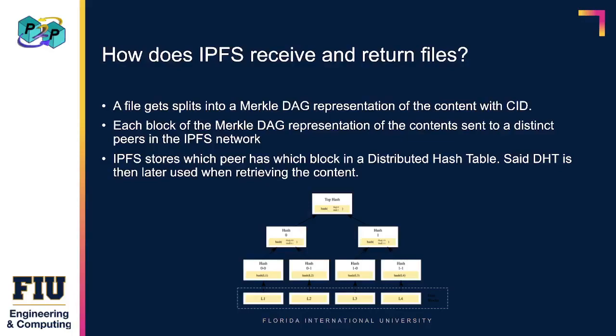On the chart below, you can see the way the hashes work. The hash that you get from uploading the file is a top hash, and you can derive all the hashes of the other blocks from the top hash, allowing you to later retrieve all the files from the different peers very quickly.